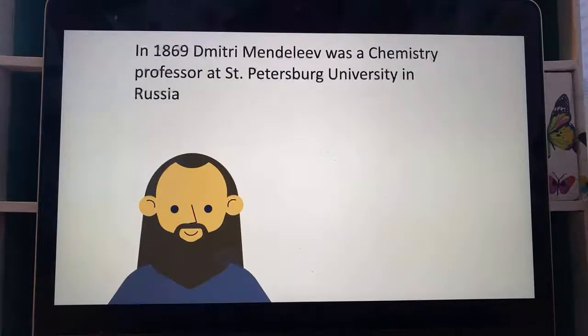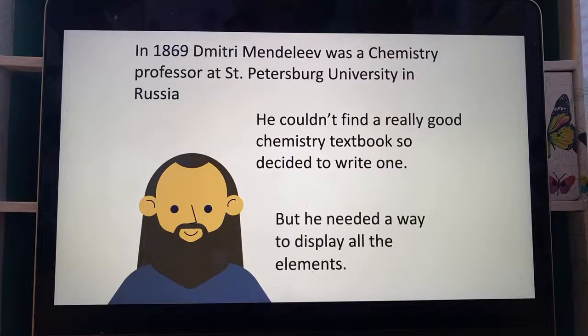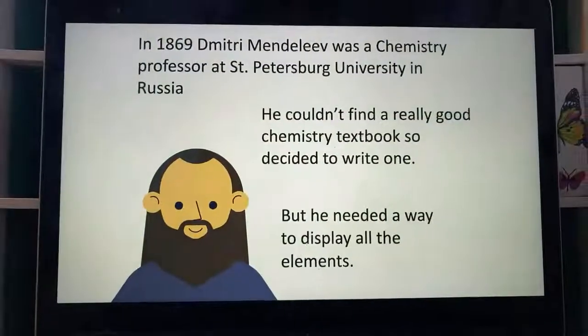1869, Dmitri Mendeleev is a chemistry professor at the St. Petersburg University. He couldn't find a really good textbook, so he just decided to write one. But he needed a way to display all the elements. Dmitri Mendeleev is quite unusual. It's not often that you'll get a mark at GCSE Science just for saying someone's name. But so awesome was what he did that often the question will be like, who invented the periodic table? And if you say the words Dmitri Mendeleev in writing, then you get a mark. So this is about him.